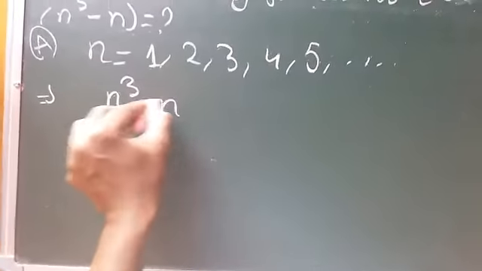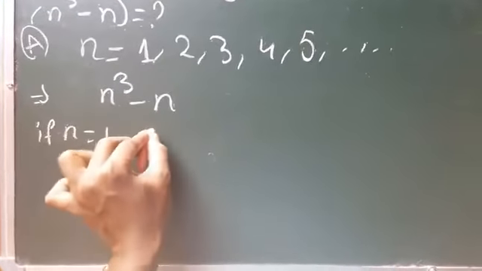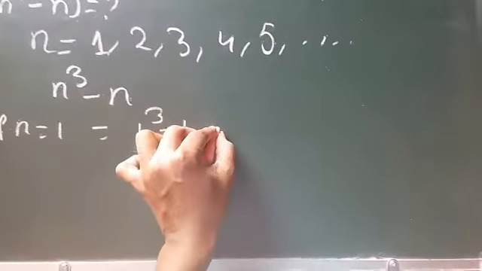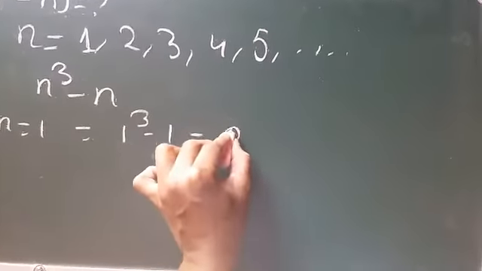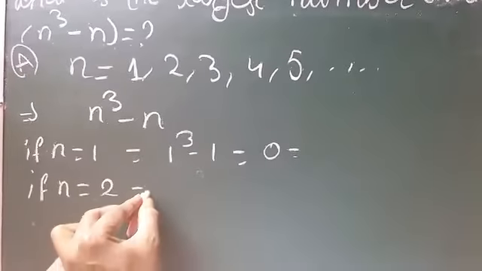They have given n cube minus n. If you substitute n equal to 1, that is equal to 1 cube minus 1. 1 cube minus 1 means 0, right? Next, consider one more digit, 2.